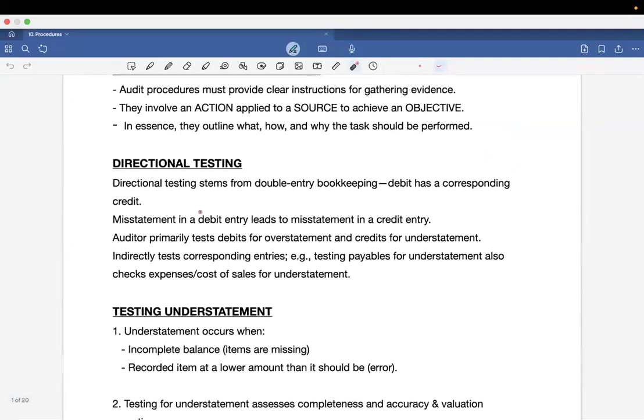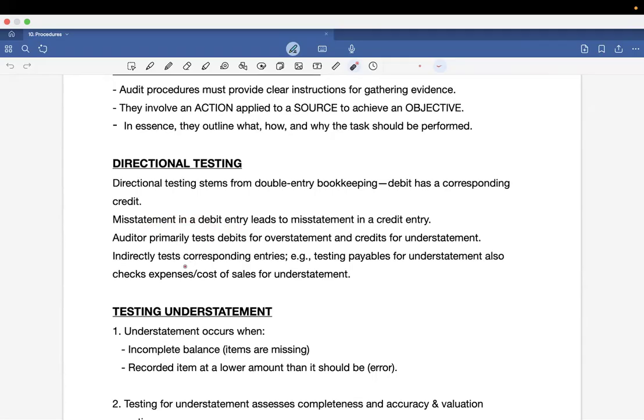Now the first topic is directional testing. Directional testing is simply that we are going to test the double entry system. That means we have to keep in mind that for any debit or any credit, there is a corresponding debit or credit to it, right? So if there is a misstatement in the debit entry, then the credit entry has also gone wrong, right? So the auditor is going to take a preliminary test over all the overstatement and understatement of debit and credit. Clear? And this could lead to indirectly discovering other problems as well.